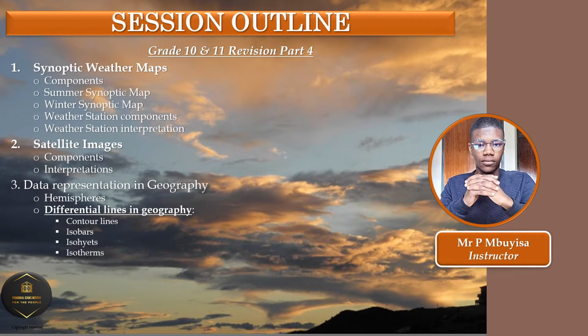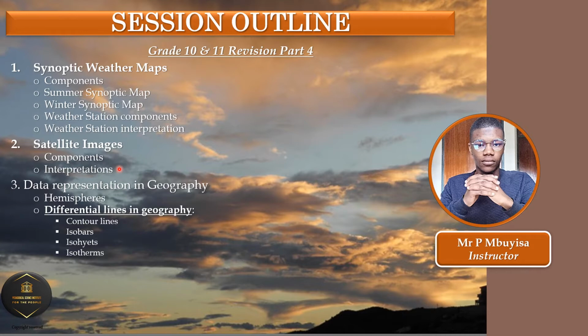Now, for starters, we'll be looking at our session outline. We will first look at synoptic weather maps. We'll first think about what components make up a synoptic weather map. We'll then look at the difference between a synoptic chart or map showing winter conditions and summer conditions. We'll then look at how you can interpret weather station components, what they are, and how you can interpret them. And then we'll move on to satellite images, where we'll be looking at what components make up our satellite images and how you can interpret them.